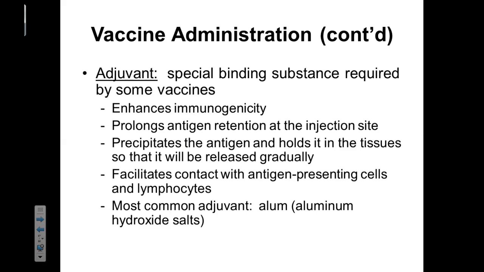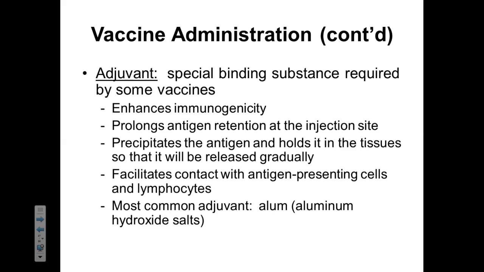To help our vaccines be more effective, we'll oftentimes mix them with a chemical that gives us a more robust immune response. These chemicals are called adjuvants. They enhance the immunogenicity of our vaccines and make it so that the antigen can stay at the injection site for a longer period of time, and makes it so that it takes a longer period of time for our body to process and remove the antigen. And by keeping that antigen at the injection site for a longer period of time, we can maximize the exposure to our leukocytes, or our white blood cells.